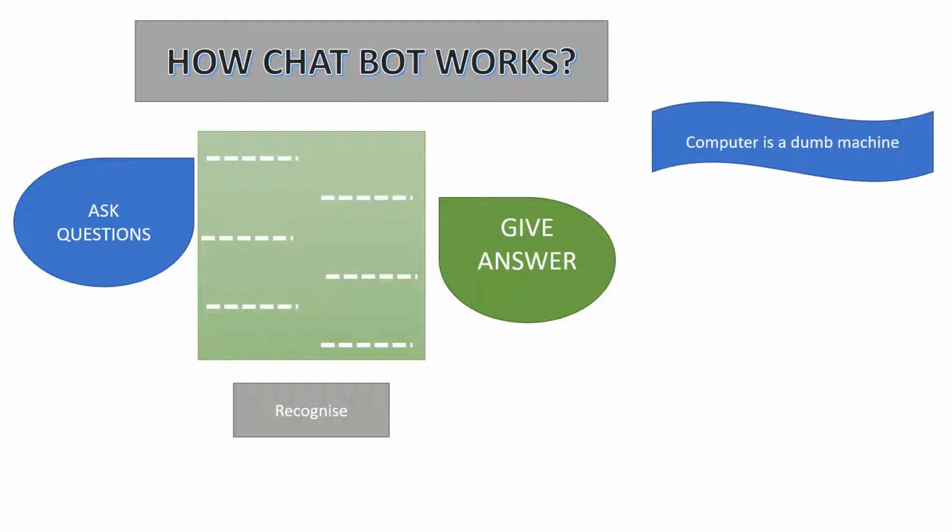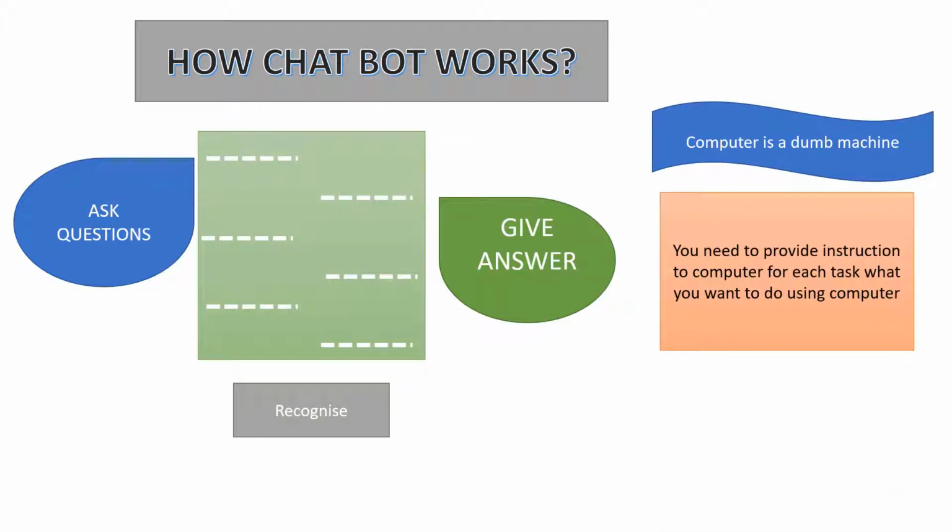We did not go into how it actually works. As I said, a computer is a dumb machine. So if you want to perform any task, you need to provide instructions to your computer for each task you want to do. A chatbot works automatically without interaction with any human beings at runtime, so you have to do all things from your end. Let me make it a bit simpler.